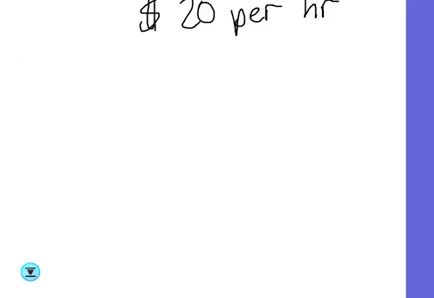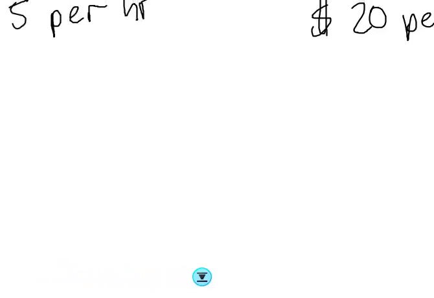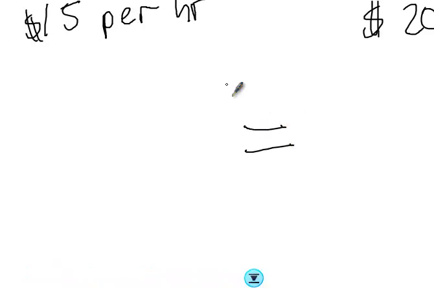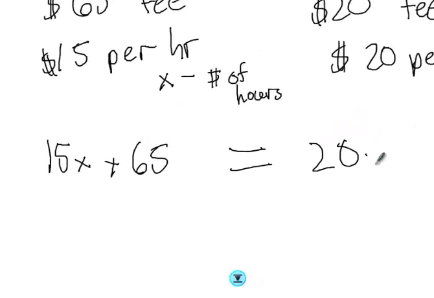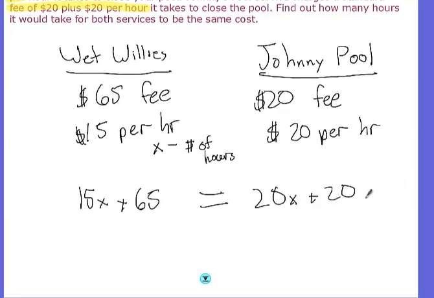Now again, if you read the question, it says, how many hours would it take for both services to cost the same? So we're going to put an equal sign in the middle, since we want to find out when they're equal. But you already know that the 15 is going to be attached to our variable x, where x is number of hours, because that's what our question's asking us. How many hours will it take for this service to cost the same? So we know we're going to be finding a variable x, which relates to hours. Since it's $15 per hour, it's 15x plus 65. And this right side for Johnny's is 20x plus 20.